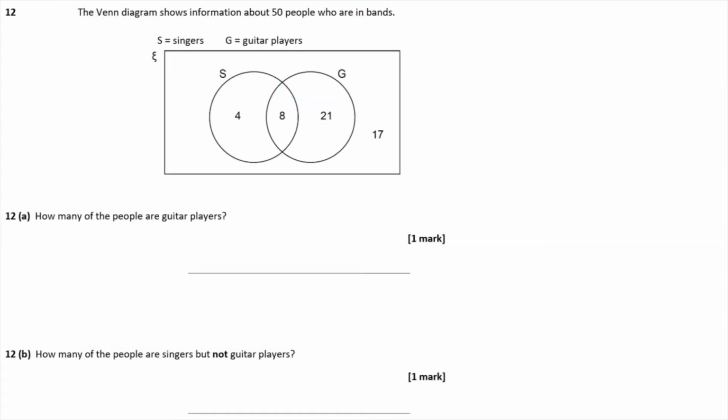Question 12. The Venn diagram shows information about 50 people who are in a band. 12a says, how many of these people are guitar players? Well, you can see that the set G is the guitar players, which is this set here, isn't it? So everybody in here plays the guitar. So you've got 8 and you've got 21. So if I add those together, 8 plus 21, I'm going to get 29, aren't I? So there are 29 guitar players altogether.